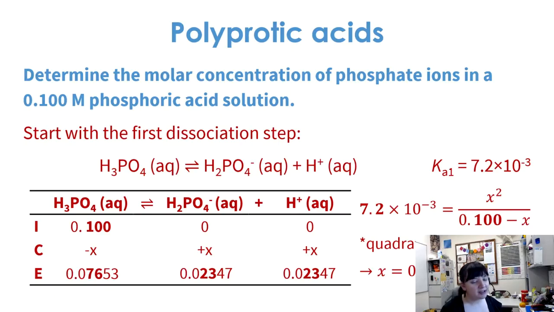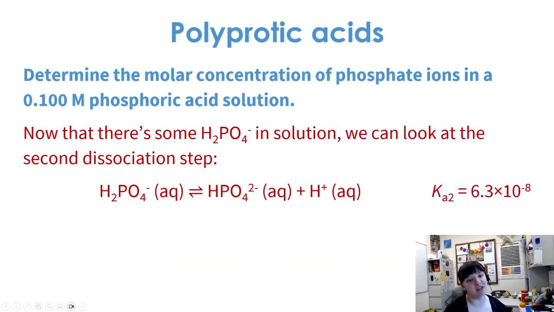Now again, the question at hand here is not what is the molar concentration of any of these species specifically. It asks for the phosphate, so just the PO4 3- on its own, which we don't have yet in this ice table, but we can carry things on and start looking at the second dissociation. Because we have now this H2PO4- in solution, that's going to further dissociate, and so we can start taking a look at the second dissociation step.